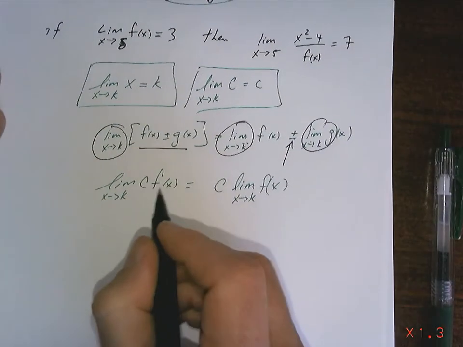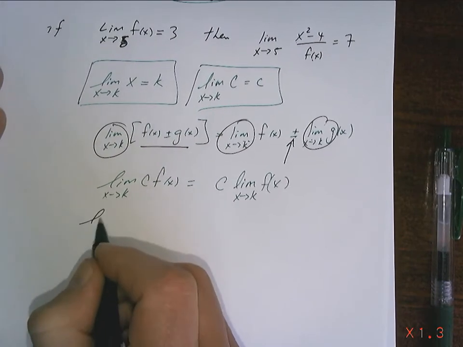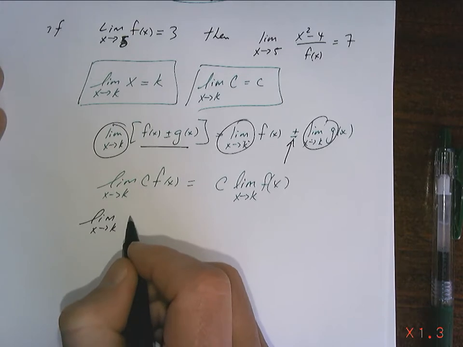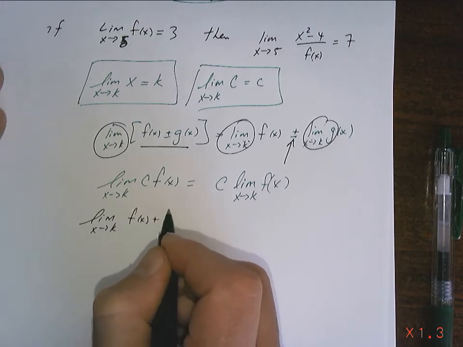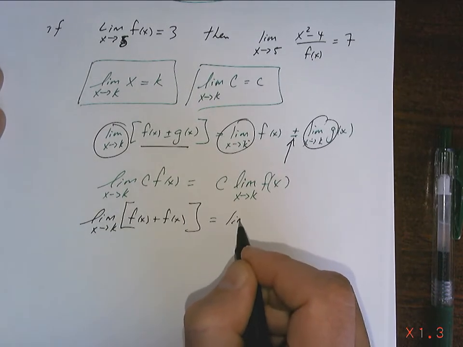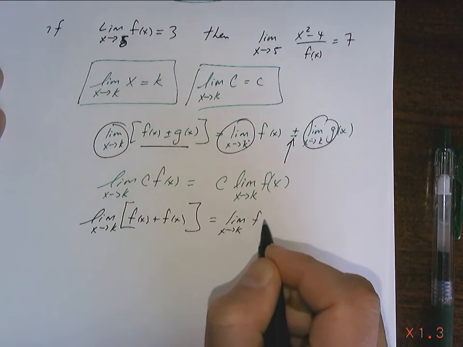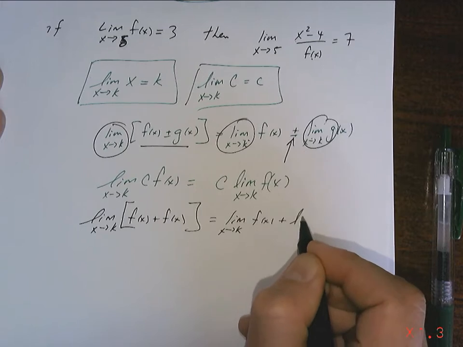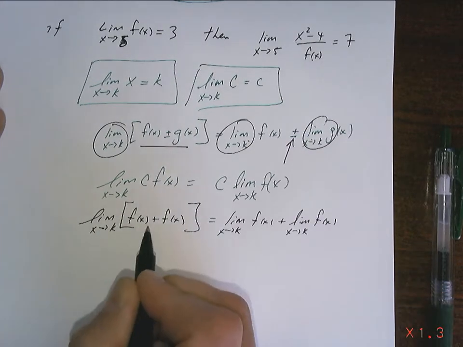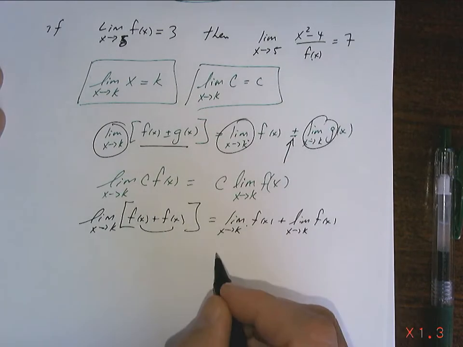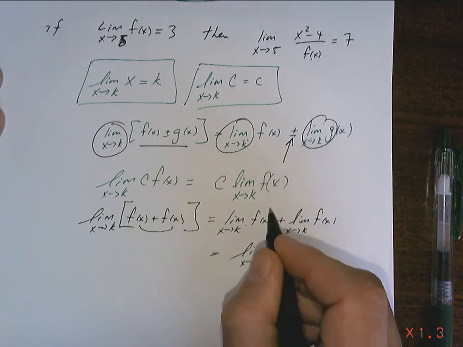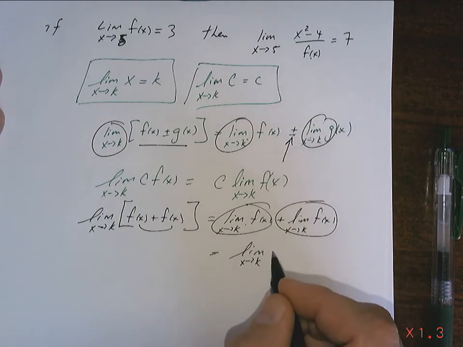That one's going a little outside, but if we look at the limit as x approaches k of maybe f of x plus f of x, then we know that that is going to be the limit as x approaches k of f of x plus the limit as x approaches k of f of x. So the limit of a sum is equal to the sum of the limits, and we know that this could be rewritten as, I've got two things being added together.